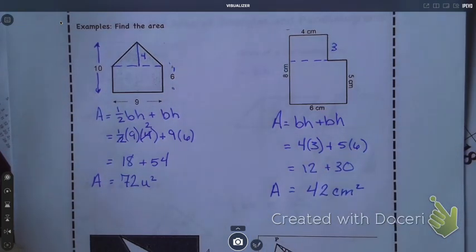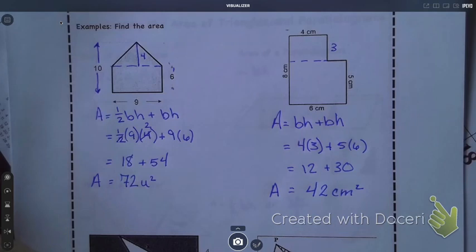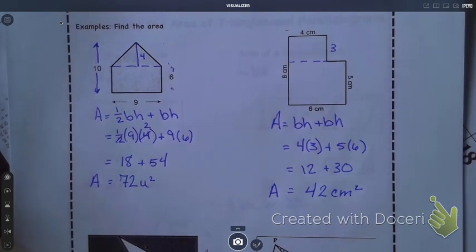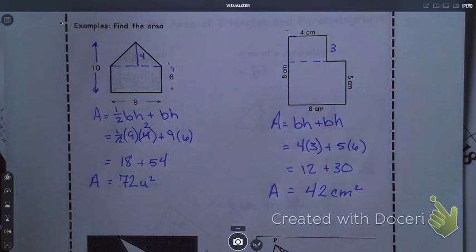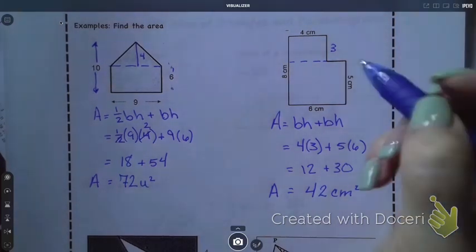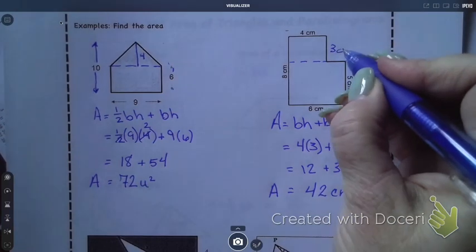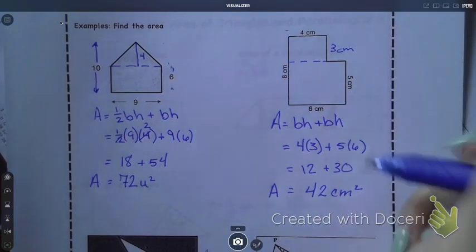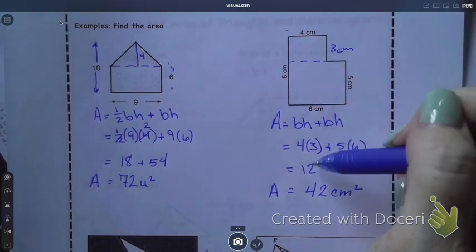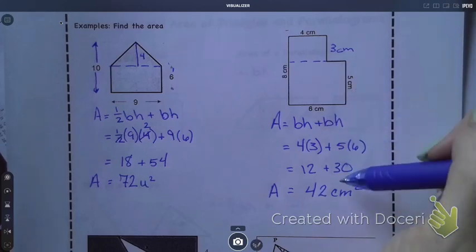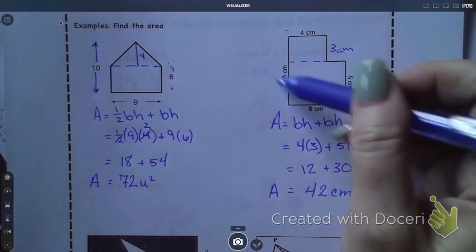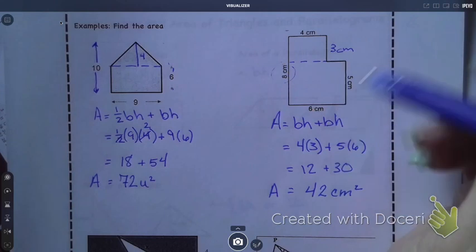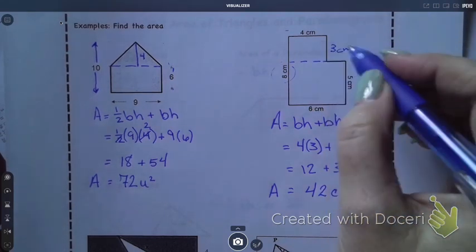Did you get 42 centimeters squared? No, I'm just not done. Did you get 3 over here? Yeah. So 4 times 3 is 12, and 5 times 6 is 30. So why do we need this 8? Subtract it from the top, to subtract it from that other side?